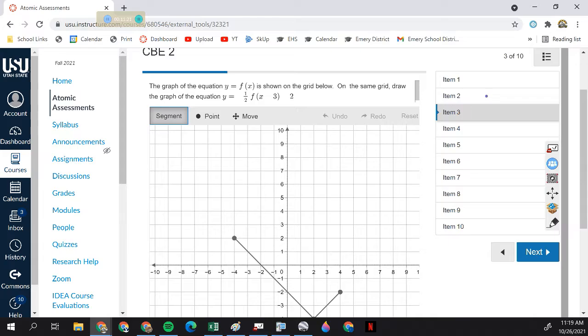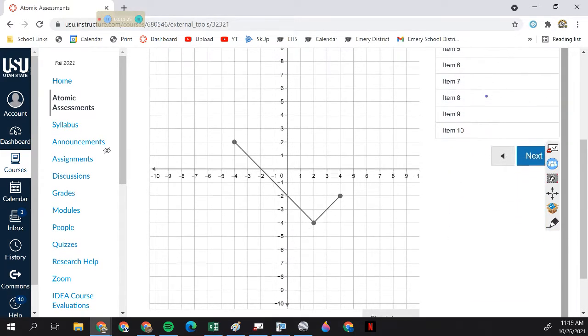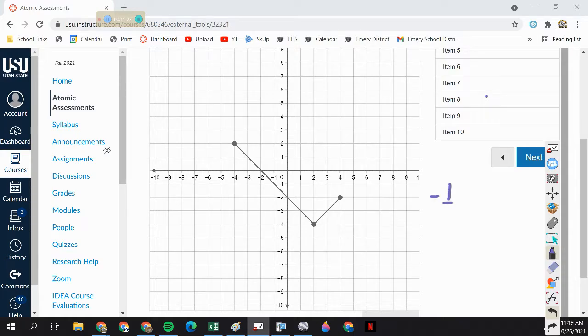Okay, so negative 1/2 f of x minus 3 minus 2. So we have to start on the inside. What does this do? Moves everything right 3. So here, here, and here. Okay. There we go.